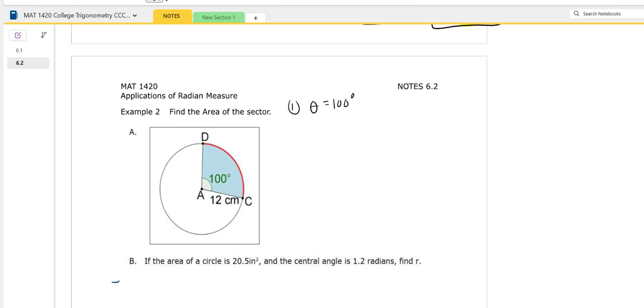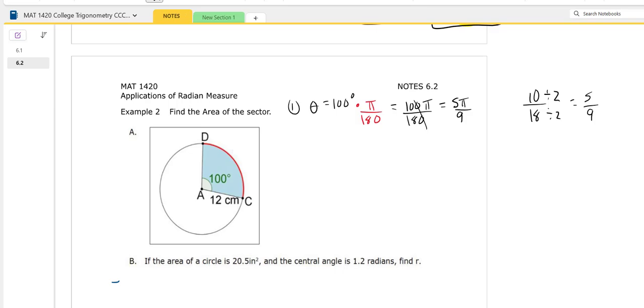Now we need to change that to radians. So when you change to radians, you always multiply by pi over 180 and reduce the fraction. That will give 100 pi over 180. You can reduce, you can divide by 10 and you'll get 10/18. And then you could divide by 2 to get 5/9. So this will end up giving 5 pi over 9.